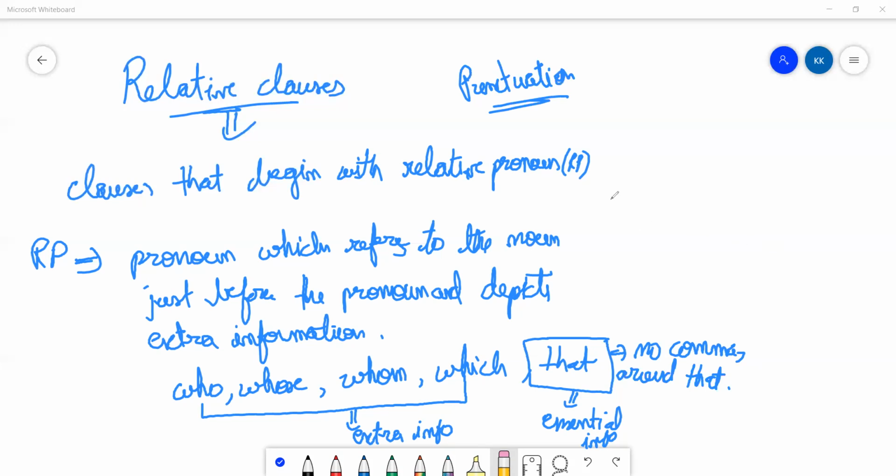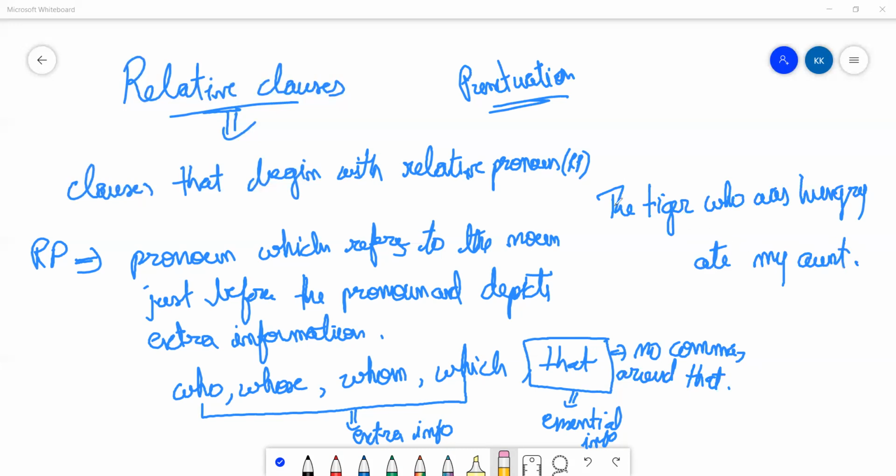Suppose look at this example. The tiger who was hungry, ate my aunt. Now, this is actually a normal sentence, but it has a relative clause. So, the punctuation rule of relative clause says that the relative clause is supposed to be between 2 commas or no commas. 2 commas or no commas.